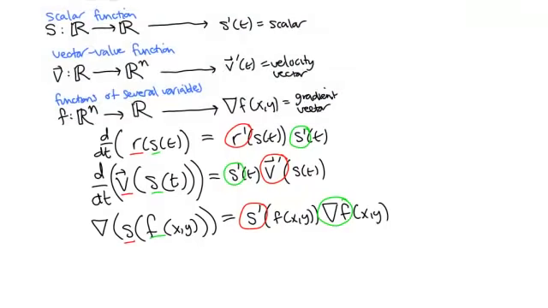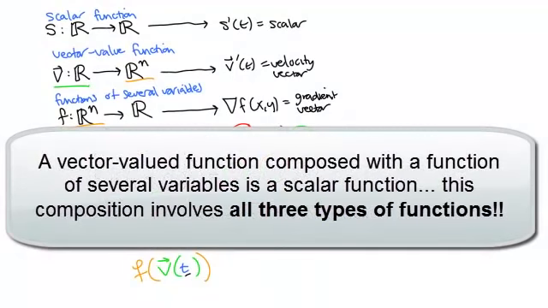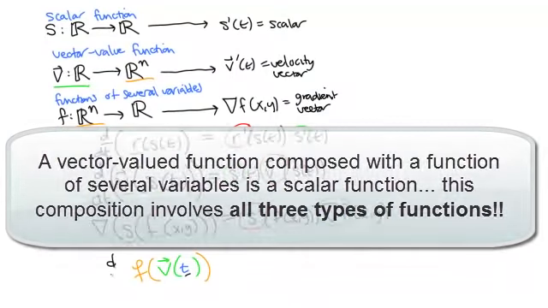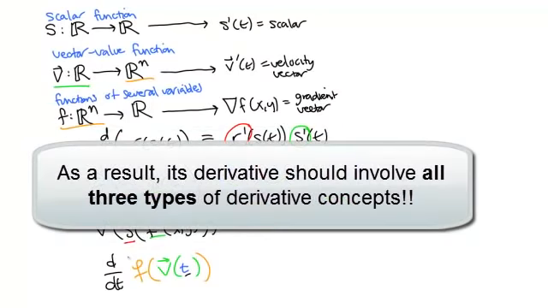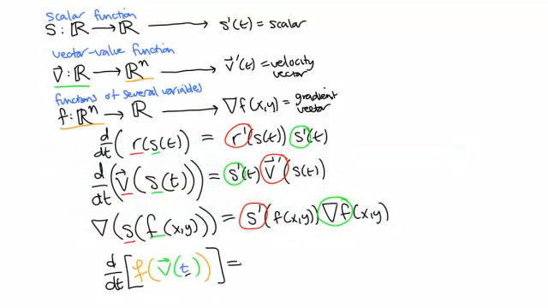Imagine that you started off with a real input value t. You could plug that real input value into a vector-valued function. So now your output would be a value in Rn. You could then take that Rn value and stick it into a function of, say, 2 or 3 variables. So the resulting composition is a function who takes one variable as an input and spits one variable as an output. So it's a scalar function. So we could take its scalar derivative, d dt. What would its scalar derivative look like?